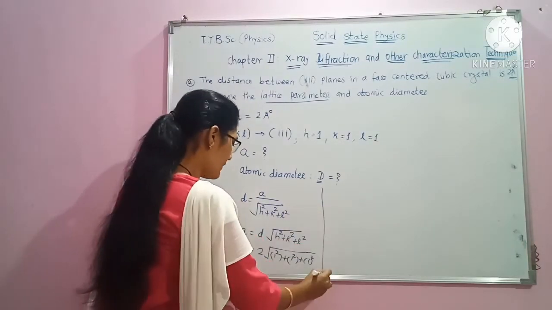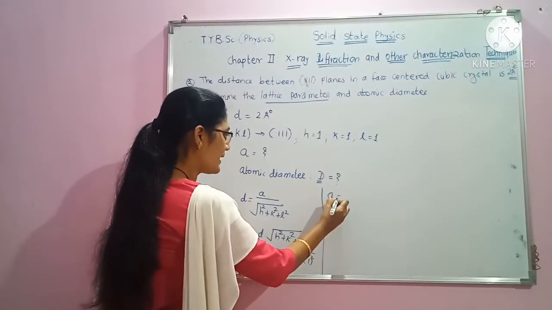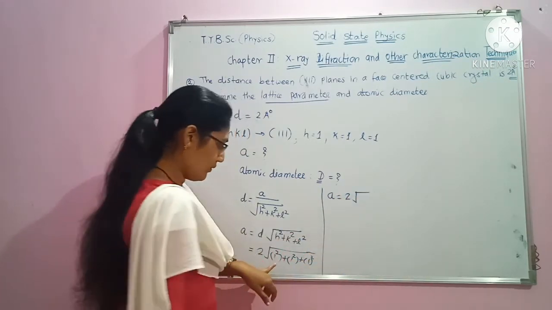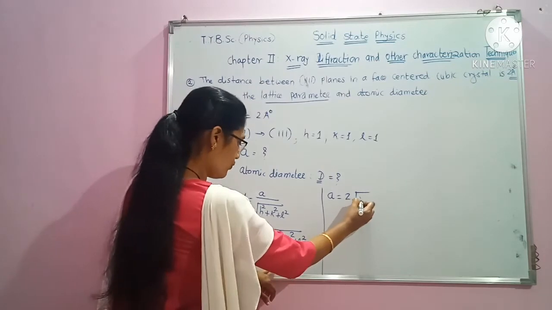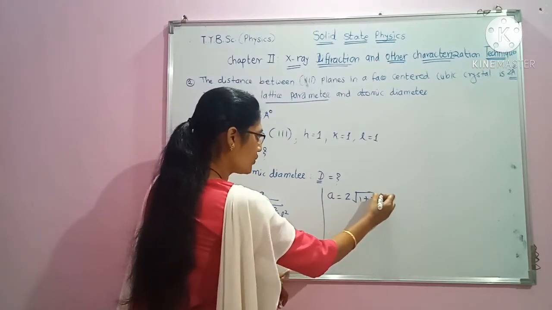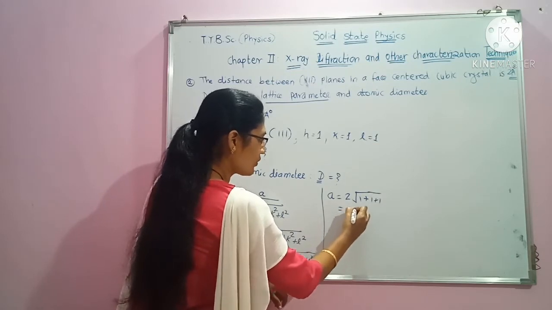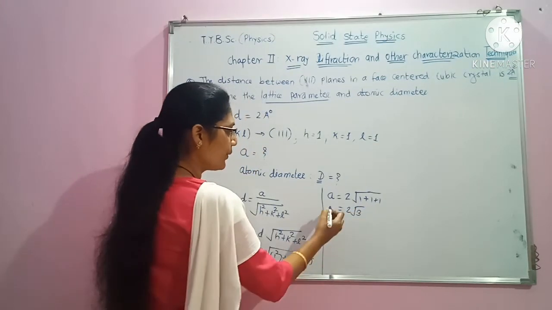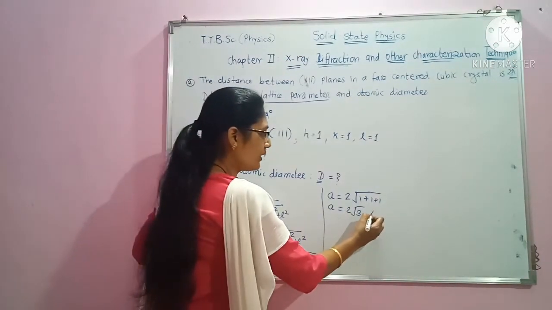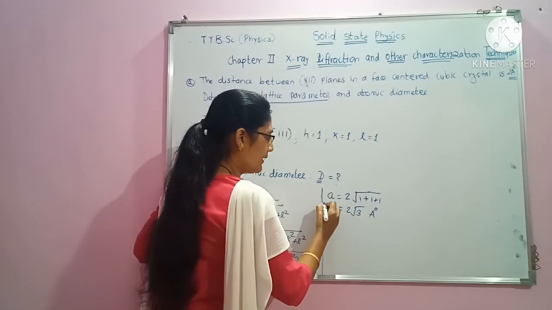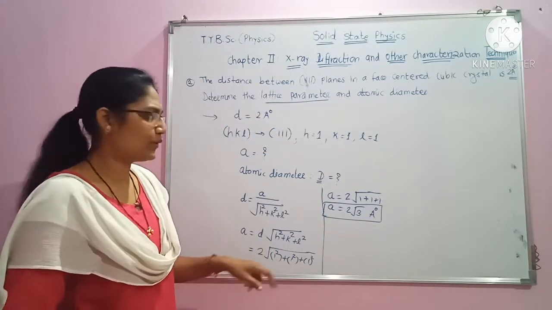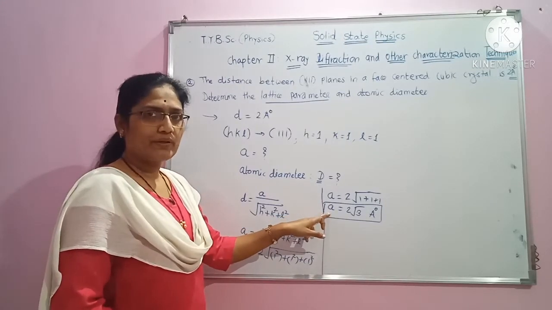So we have obtained the value of A, that is the lattice parameter, as 2 into root of 1 square is equal to 1, plus 1 square is equal to 1, plus 1 square is equal to 1. So its value comes out as 2 into root 3. As D is given in angstrom unit, here you have to write the unit as angstrom. So this is the value of lattice parameter A.